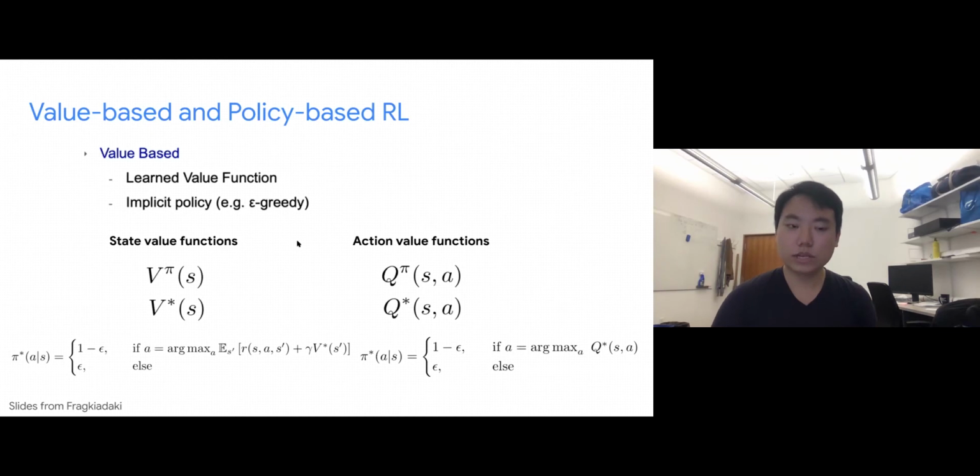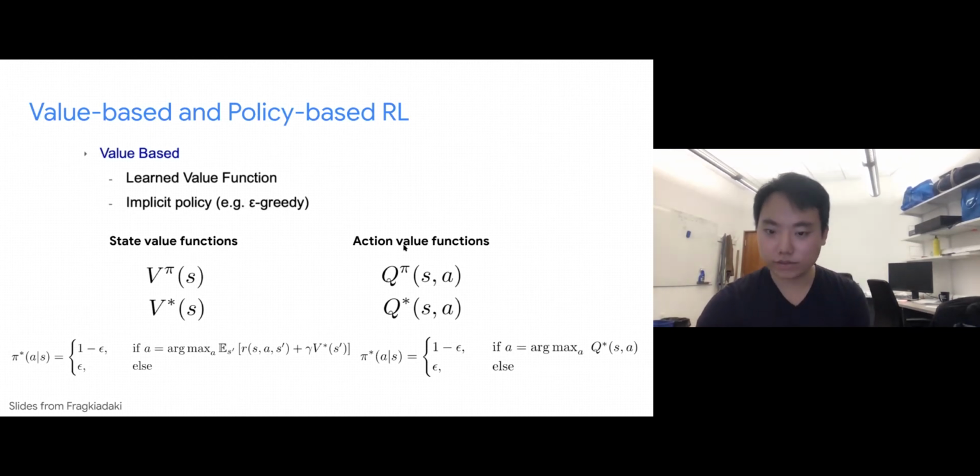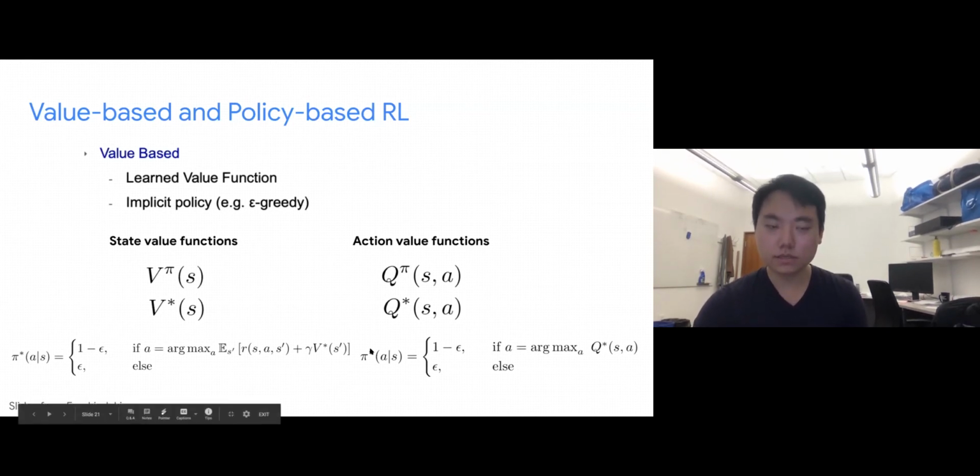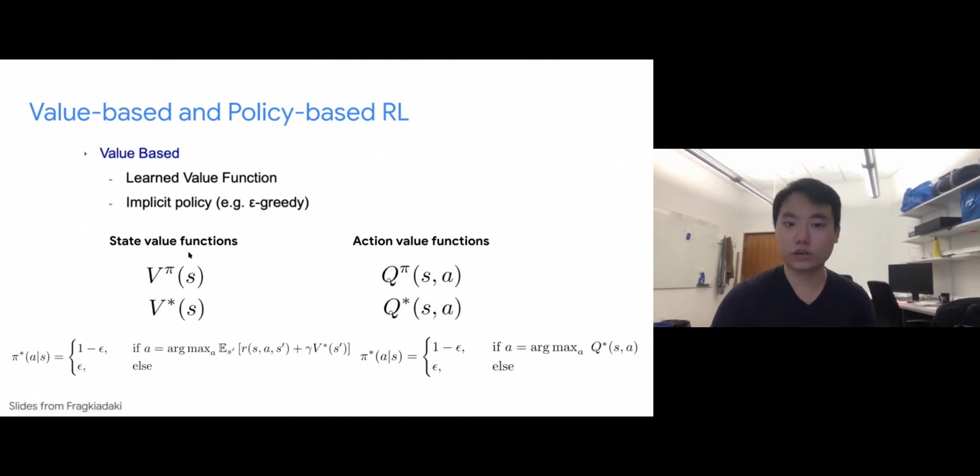So again, on Tuesday, we looked at all these state value functions and action value functions, your V's and Q's. And after we obtain these optimal V's and Q's, we then derive the policy. This is in general called value-based RL, named for the fact that we are trying to derive these optimal state and action value functions.